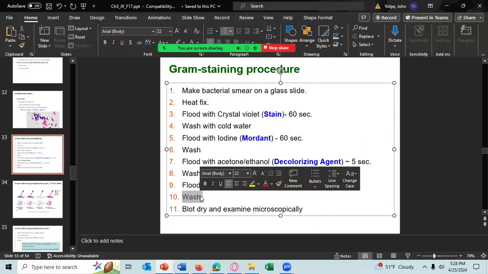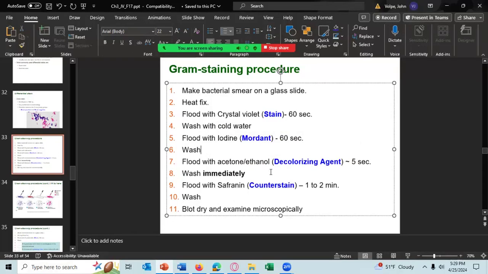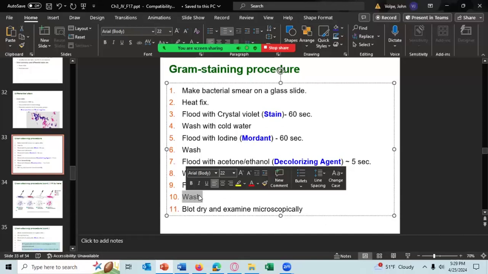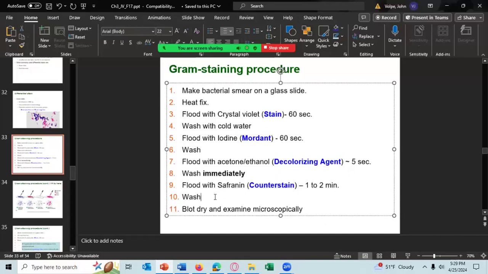Okay, and there's only one time you need to wash immediately, and that's after you add the decolorizing agent. All the other times you can let the slide sit. It's not going to harm the slide as long as the slide doesn't air dry. So you do need to wash with the cold water within, I don't know, about 5 minutes, maybe within 2 minutes if it's a real hot day. But the point is, it doesn't need to be immediate.